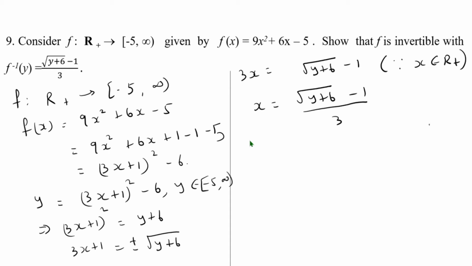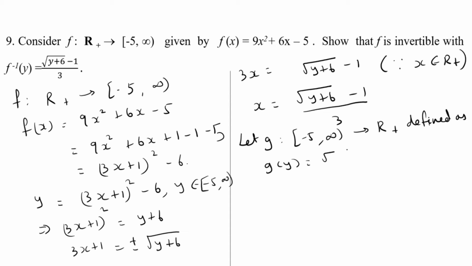Now let us define the function g. Let g be the function from [−5, ∞) to the set of all non-negative real numbers, defined as g(y) = (√(y+6) − 1)/3. Now we have to show that g is the inverse of f.